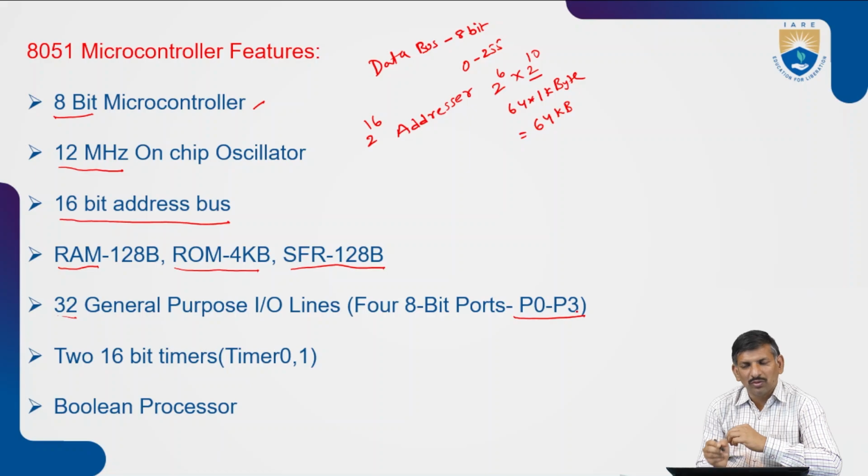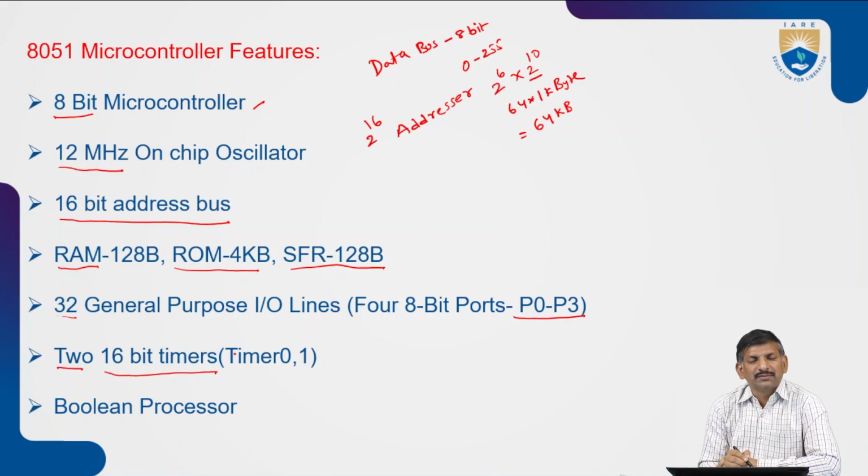Port 0 to port 3. These can read the data from the peripherals and write the data into the peripherals. It will perform read and write operations from the peripherals. It contains 2 16-bit timers, those are timer 0 and timer 1. The timer width is 16-bit.